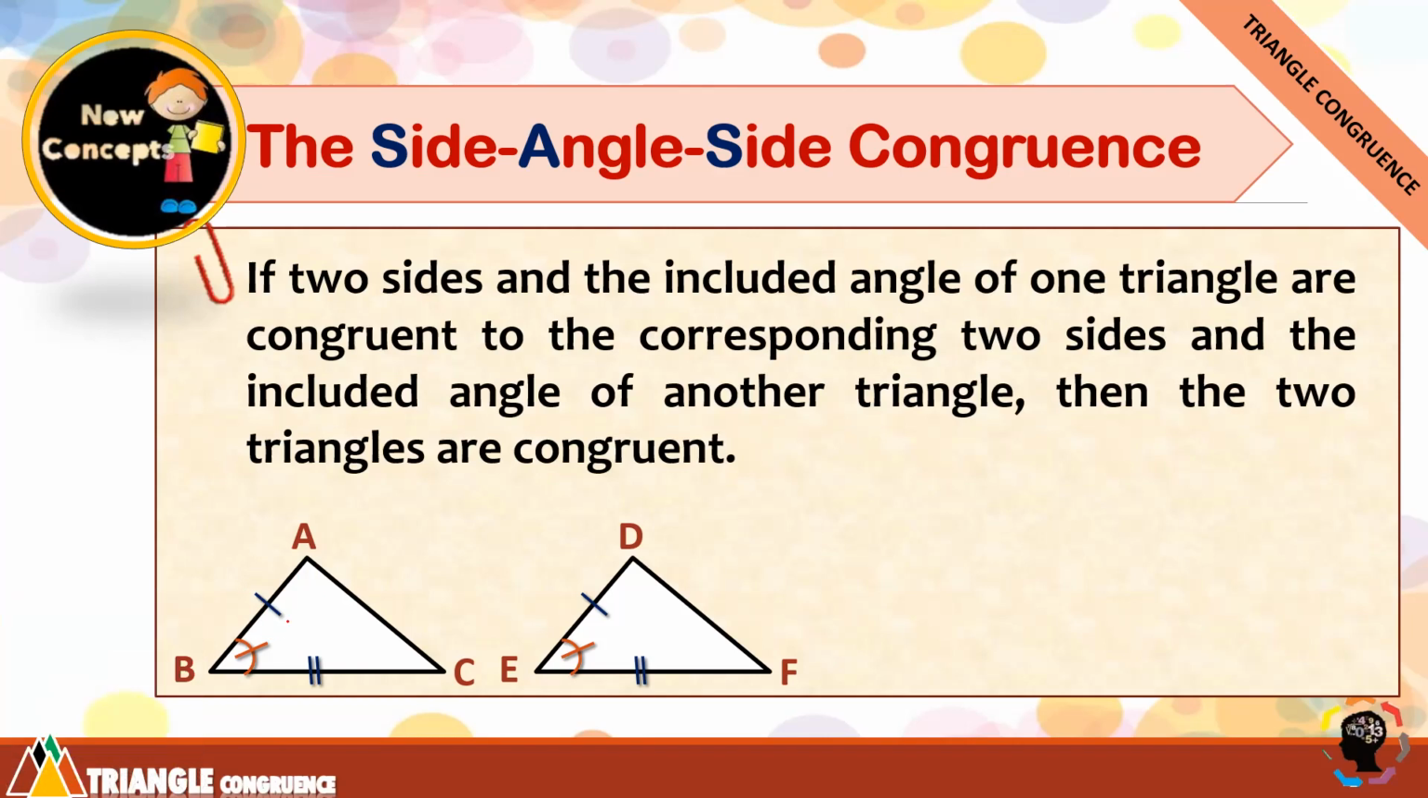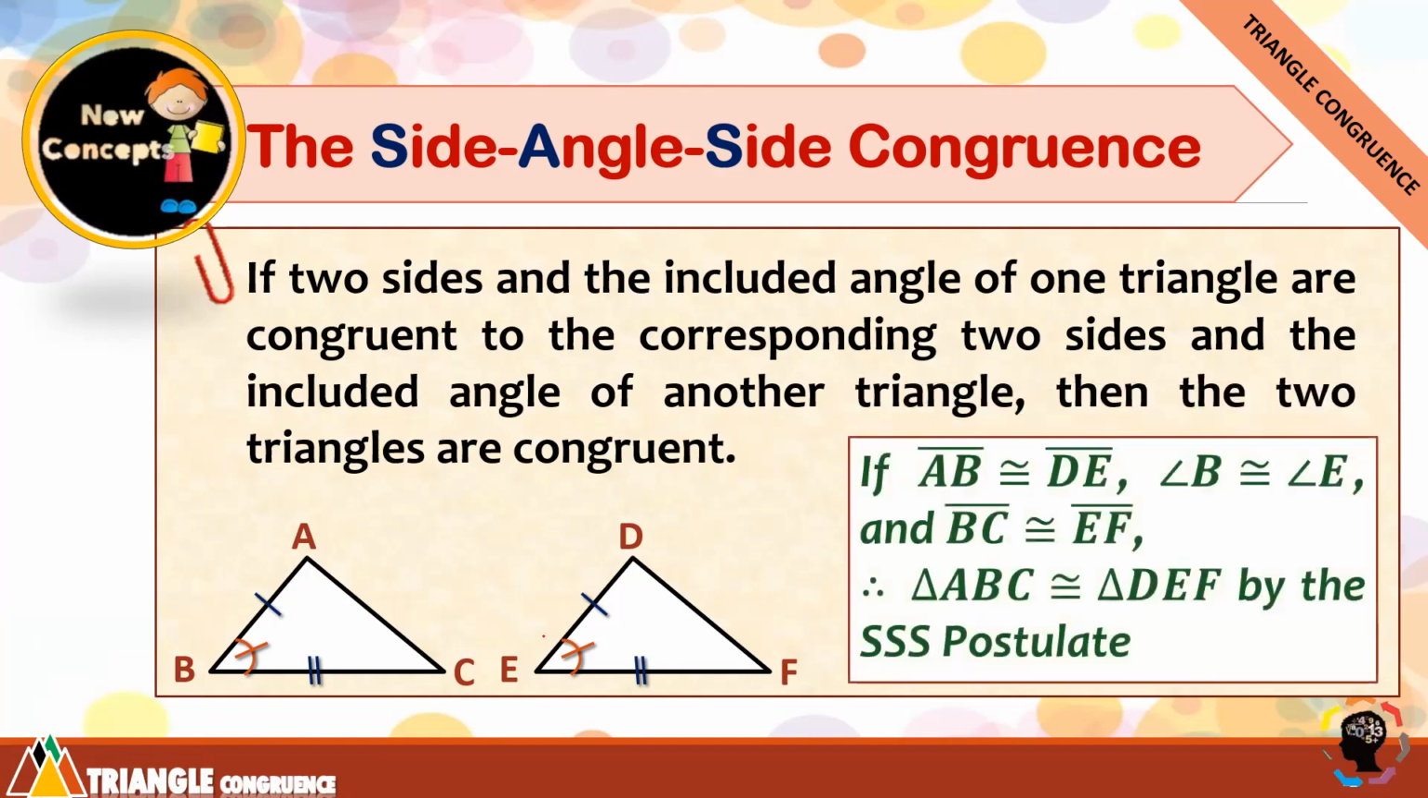This side corresponds to this side, and angle B corresponds to angle E, and BC corresponds to EF. Sorry, this is not exact. Supposedly, this is AB to DE, angle B, angle E, and BC. This is SAS.